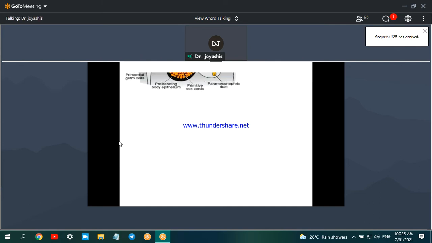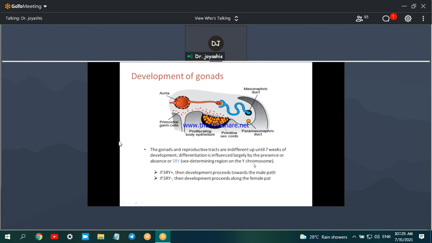So the gonads and reproductive tracts are indifferent up to a point, depending on two elements. First, differentiation will be influenced largely by the presence or absence of SRY. SRY means sex-determining region on the Y. If SRY is present, then development proceeds towards the male pathway. And if SRY is absent, then development proceeds along the female pathway.